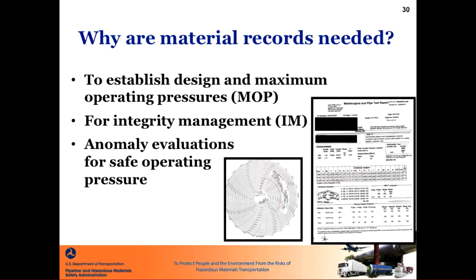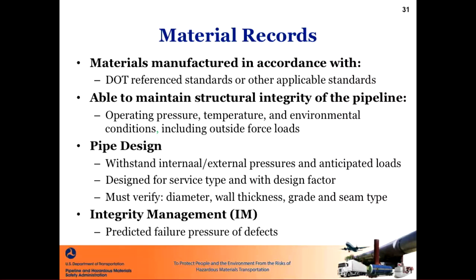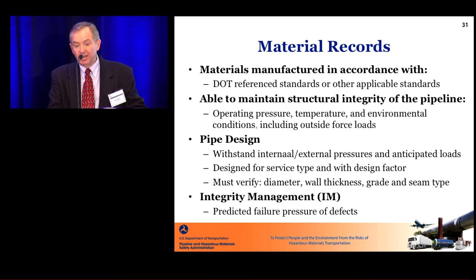And again, this is just going through in a little more detail what those material records should be. In other words, to maintain the structural integrity of the pipeline, for the pipe design, and for integrity management. If you don't know the diameter, wall thickness, grade, and seam type, how can you do integrity management? How can you do it without knowing any Charpy impact values on your toughness if you've got cracking issues? If you are assuming 15, 20, 30 foot-pounds, how can you do that if you don't have a number of tests to show that? And also in the proper place if it's a cracking issue.